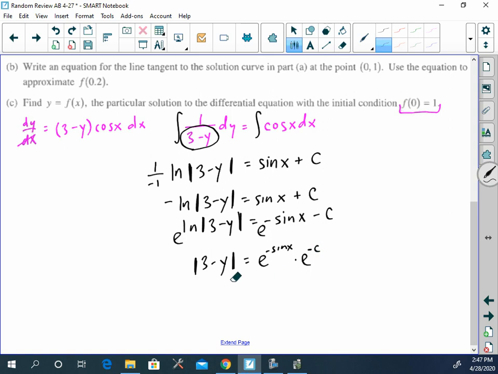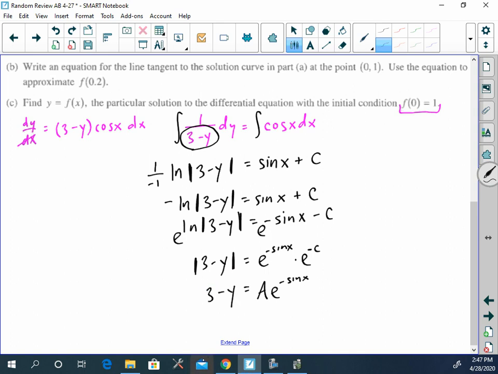So the way we write this then is with a new letter. Usually I think we use a or k. Different books use different things. That's this here that we're timesing by. It's a new constant. And then we have e to the negative sine of x. This a absorbs that plus or minus piece of that, so we just have 3 minus y.